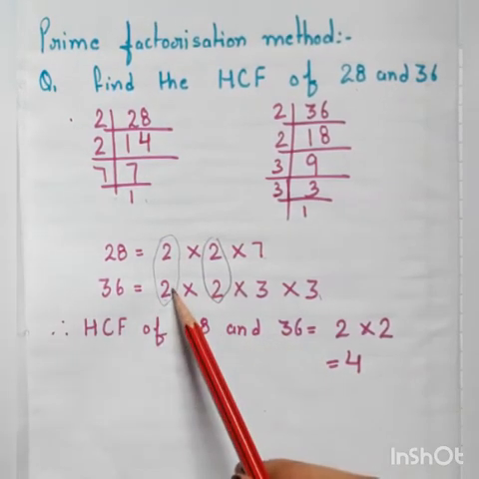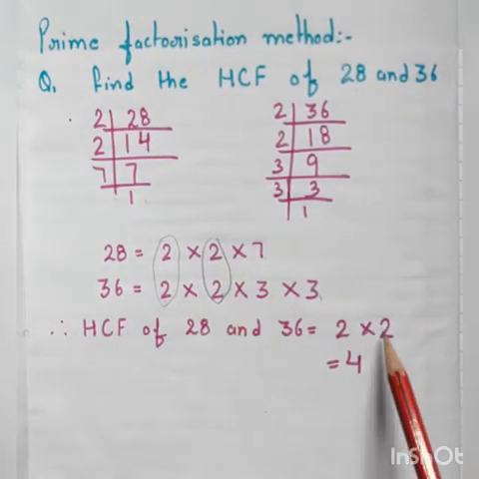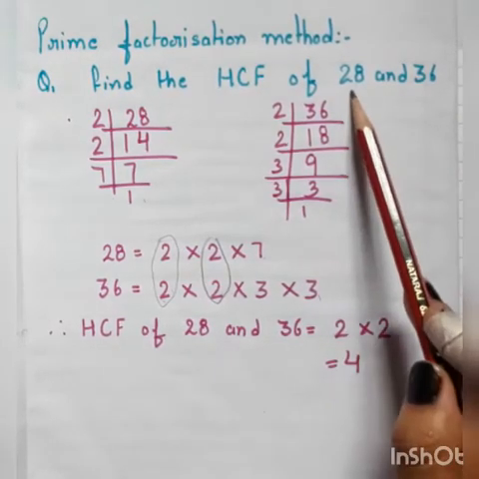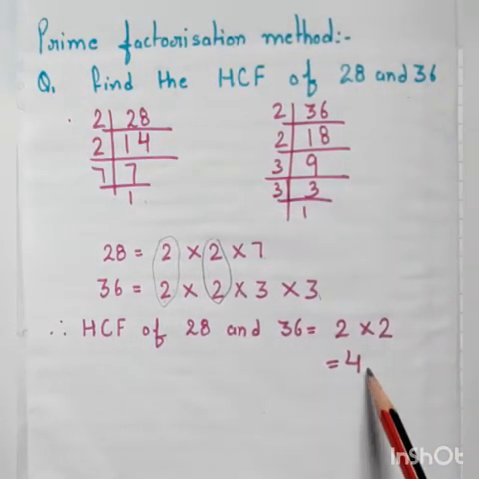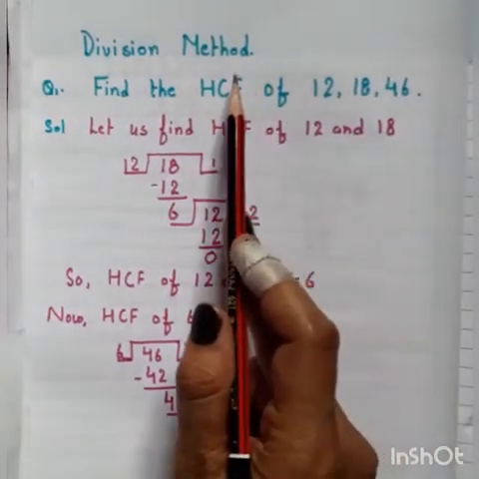These two make one pair and I have written it over here, and these two make one pair and I have written it over here. Then 2 2s are 4. So the HCF of 28 and 36 is 4. Clear? Next is the division method.